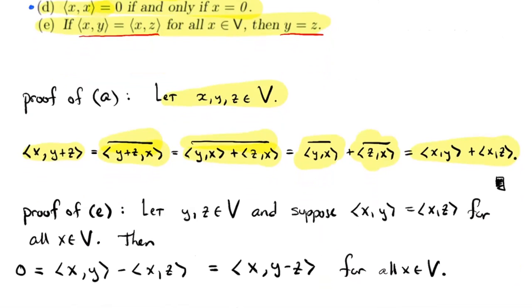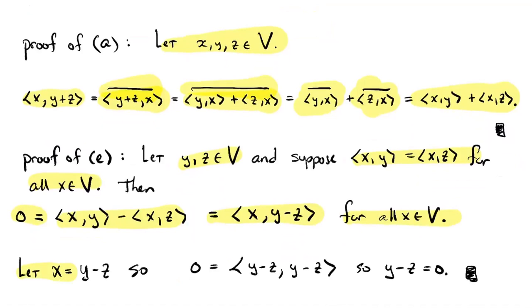So how would I prove E? Well, suppose I have a couple of vectors that the inner product of them with x is the same for every x. Well, subtract, so the inner product's difference would be zero, right? But we just proved it's additive in the second coordinate. So that's going to be equal to zero for all x. So I can strategically pick x to be y minus z. And the inner product of y minus z with itself is zero. So by part D, y minus z has to be zero.